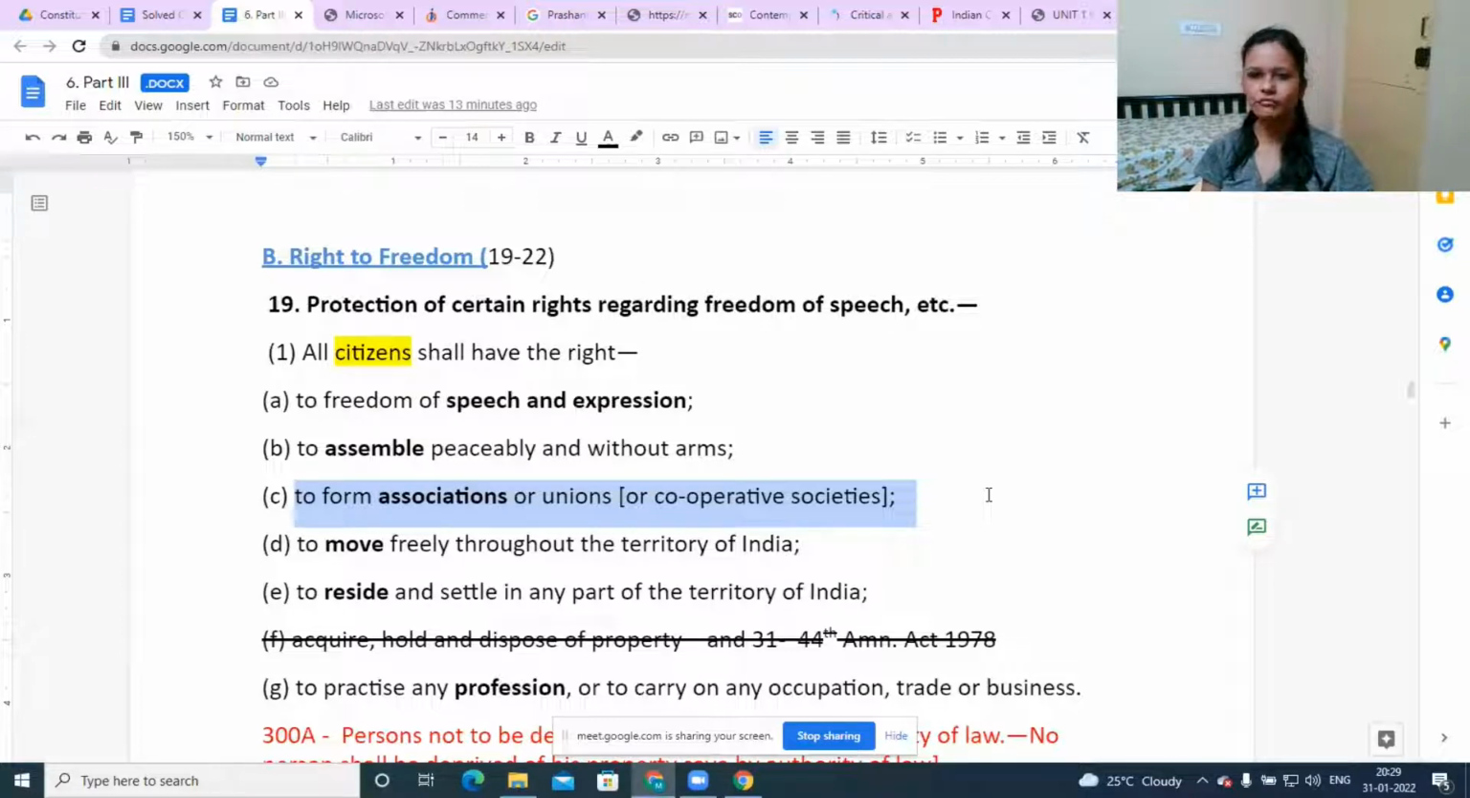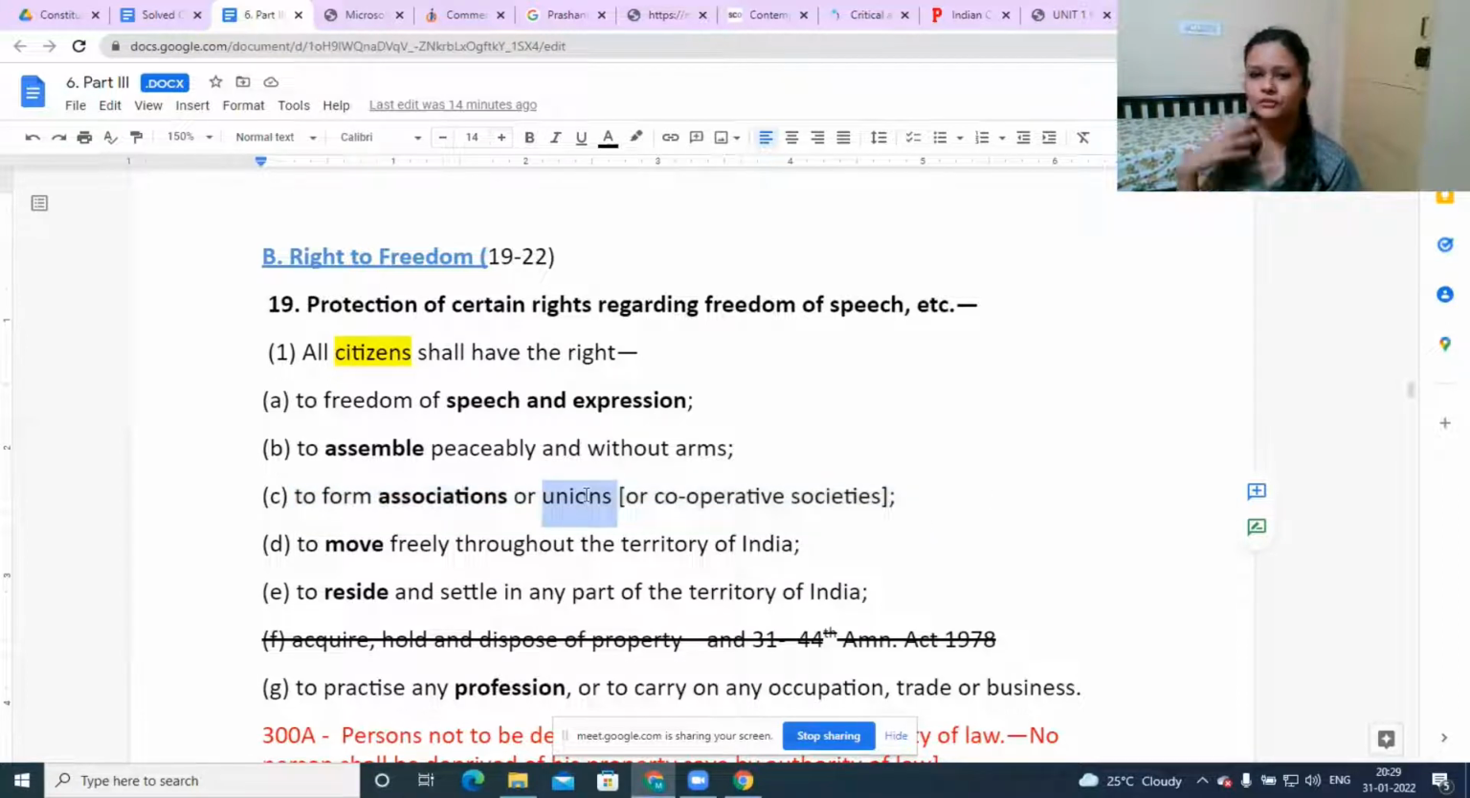Any example of maybe cooperative society? Like factory unions, ma'am. Yes, factory unions. Ma'am, even in our students' community, there are associations. Yes. Karnataka state. Correct. And they are doing a good job, right? In protesting everywhere. Correct. So those associations are also right? In universities, colleges, there would be students union, student association. Correct. All these are nothing but a right that we have. We can form associations or unions.